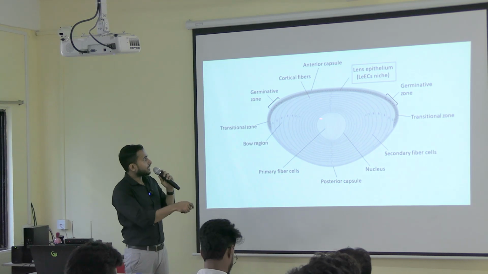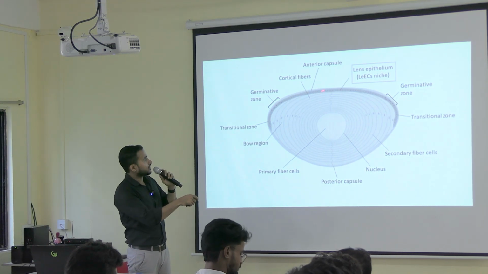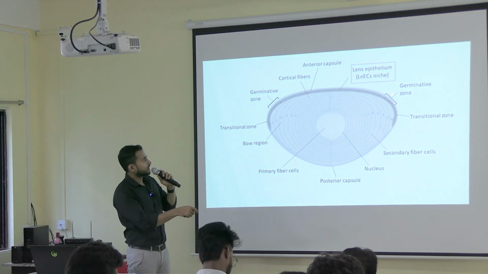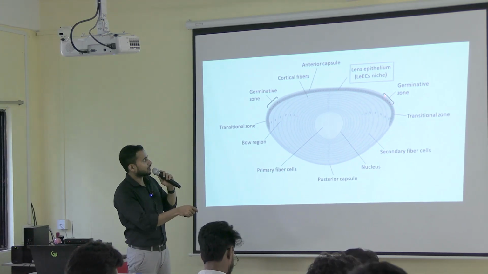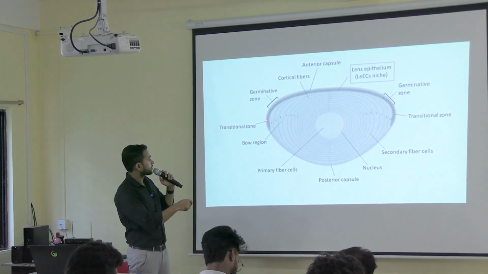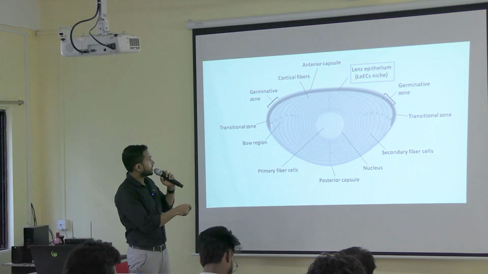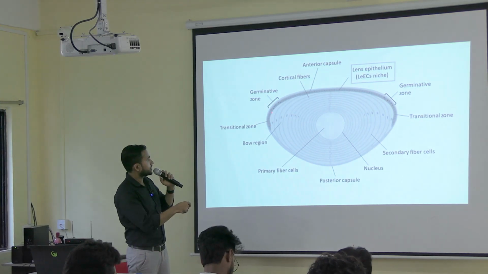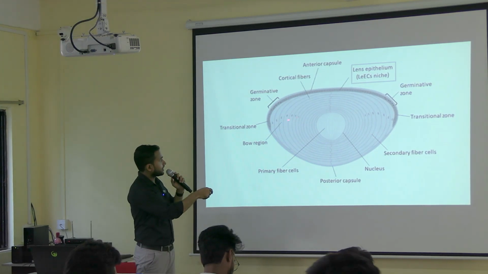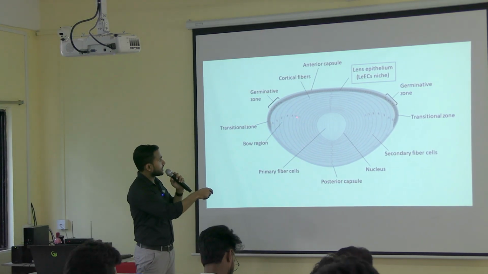Here you can see the diagram. So here you can see the lens epithelium. As I said, it is present on the anterior aspect only. This is the germinative zone or transitional zone. Now here you can see the fibers, lens fibers. So these are the lens epithelium. Gradually you can see the length of the epithelium increases, and they become fibers. Now here you can see the nucleus is present.